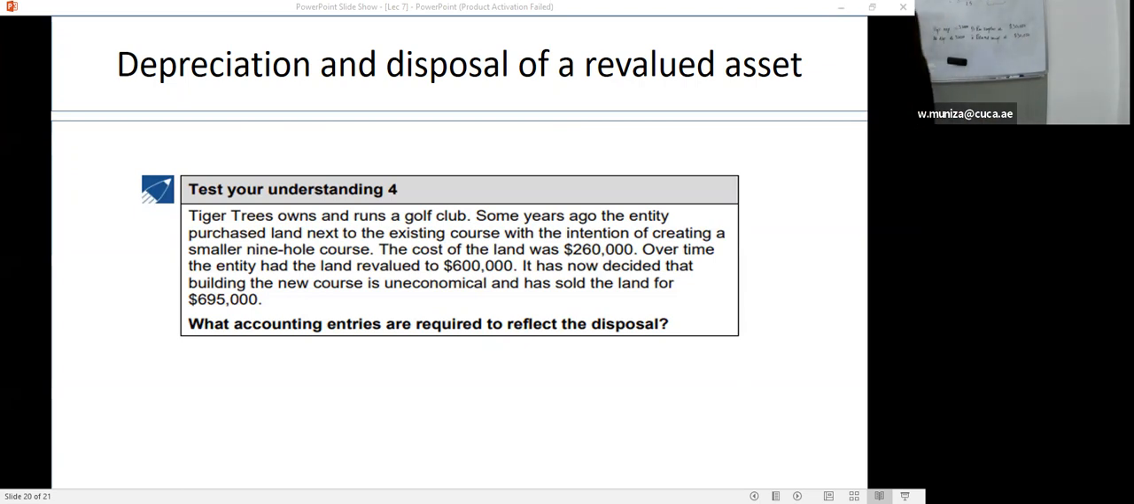Tiger Tree owns and runs a golf club. Some years ago, the entity purchased land next to its existing course with the intention of creating the smaller nine-hole course. The cost of the land was 260,000. Over time, the entity had the land revalued to 600,000. Revaluation has occurred, students. What is the accounting entry? Debit non-current asset, land account, credit revaluation surplus account. No accumulated depreciation has been there. So the difference between cost and revalued amount, how much is it? 260,000 and 600,000. What is the difference? 340,000.